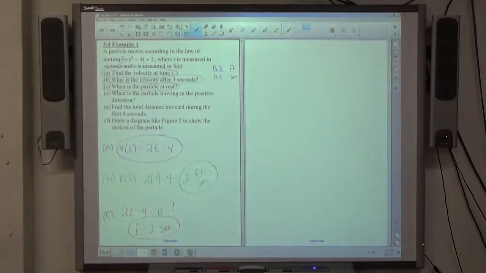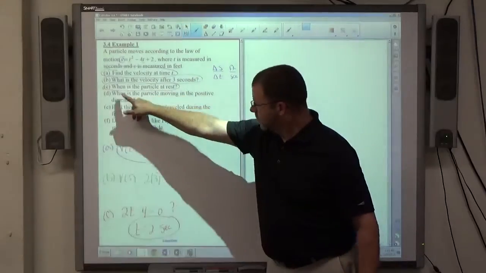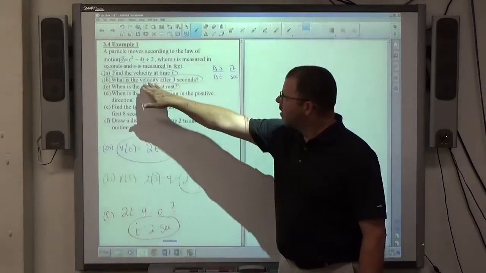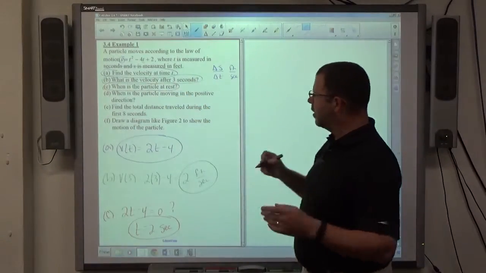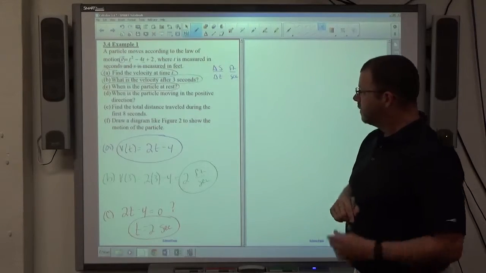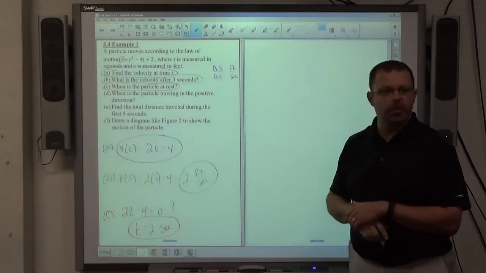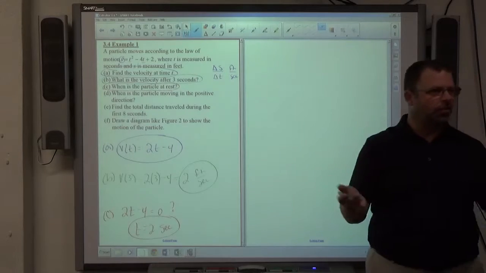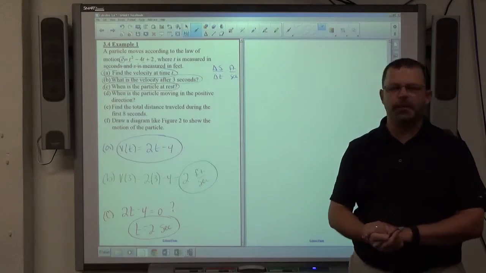Again, notice putting units on there. The question is when. When is a time, so seconds. Velocity is feet per second. Keep that in mind. For part A, do you need a unit? No. If you wanted to, it'd be feet per second, but as long as it's a function, it's fine to leave it without.